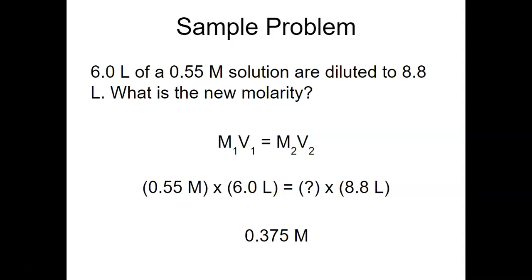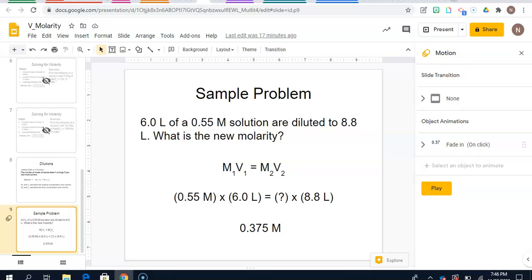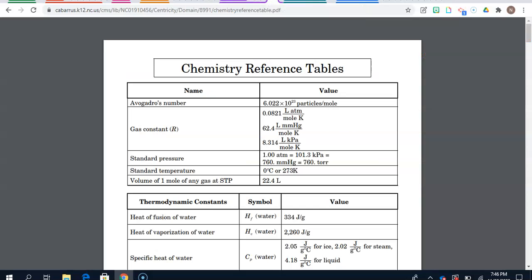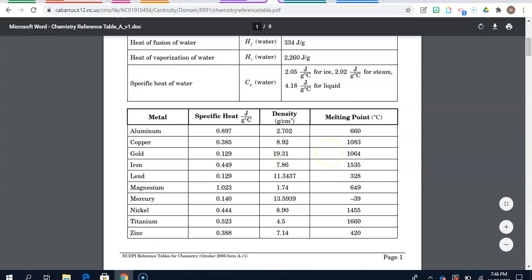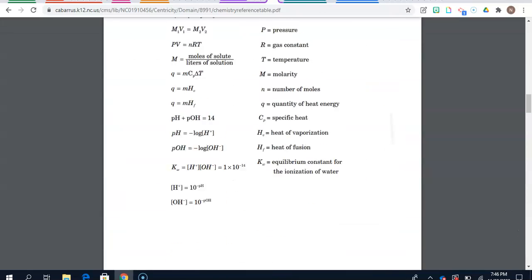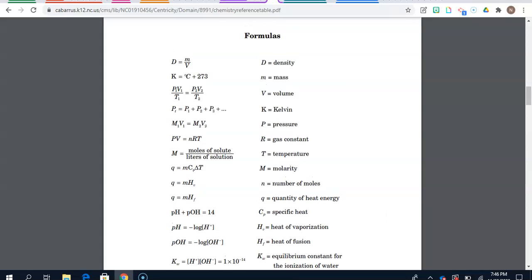All of these formulas, okay, are on your chemistry reference table, as you can notice here, on page 3. It's weird. This is when we talked about how they break up stuff weird, but here's your dilution and here's your molarity. And that's it. Pretty much very simple.